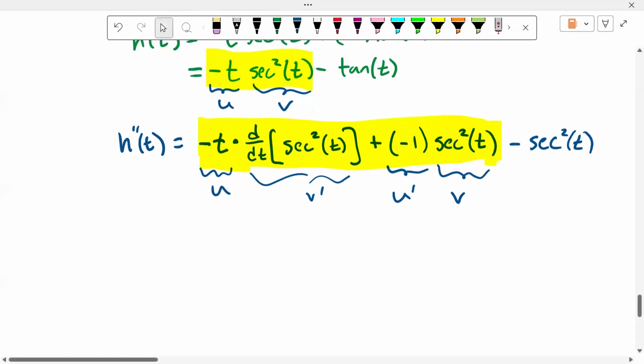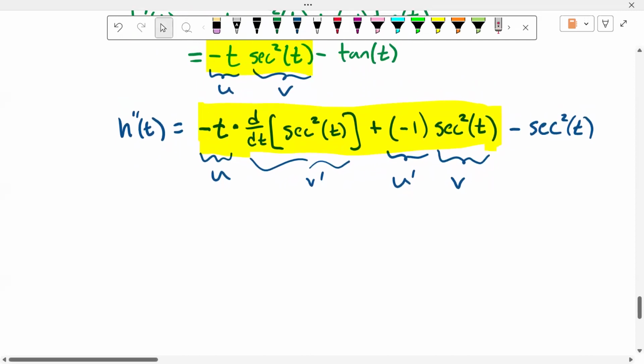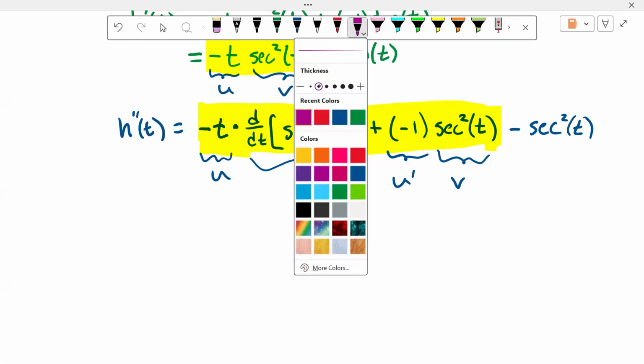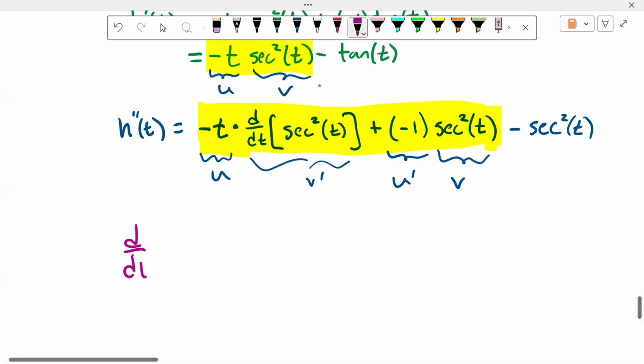Okay. So at this point, it's good to have a little interlude where I work out, well, that's a very thick pen, isn't it? Let's tone it down a little here. Let's figure out what this derivative of secant squared t is. What rule should we use for this?